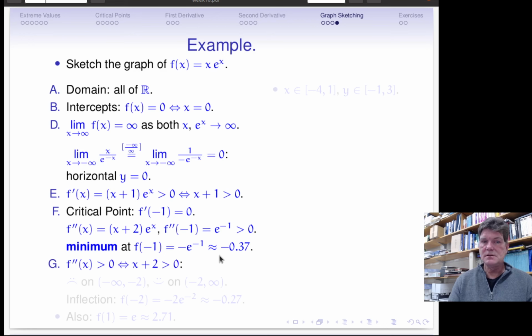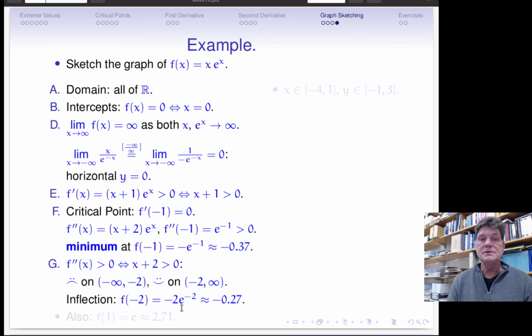For the concavity, we find that, similar as before, the second derivative is bigger than 0 if and only if x plus 2 is bigger than 0. So from this we know the function is concave down from minus infinity to minus 2 and concave up from minus 2 to infinity. And that makes the minus 2 an inflection point, and the value of the function at this inflection point is minus 2 e to the minus 2, which the pocket calculator tells us is approximately minus 0.27. The accuracy of these values is completely sufficient for the graph sketching purposes.